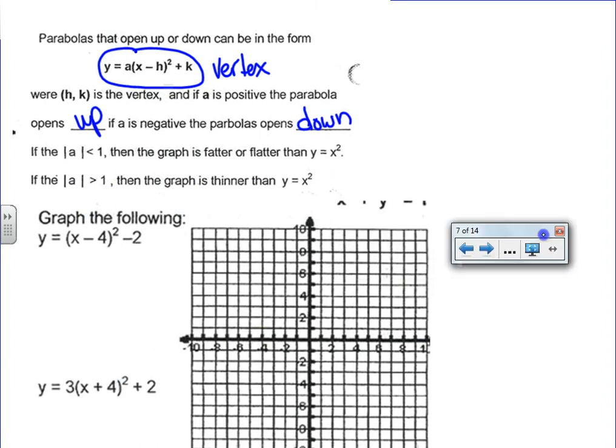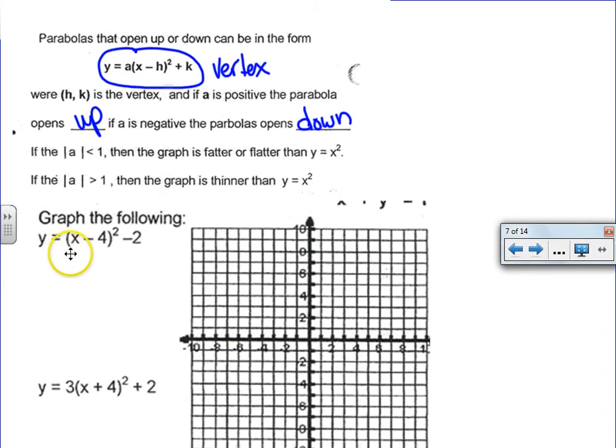Let me move this out of the way. So let's go ahead and graph y equals (x minus 4) squared minus 2. First I see that my vertex is at (4, -2), so right 4, down 2. And then I would always have my children pull some points off of a calculator, or you can just do them in your head even.